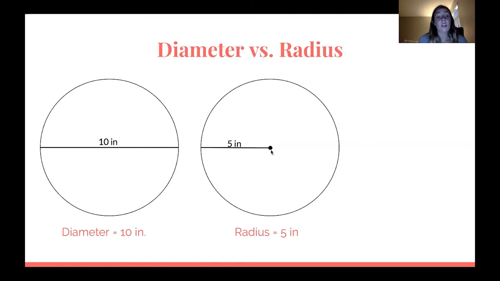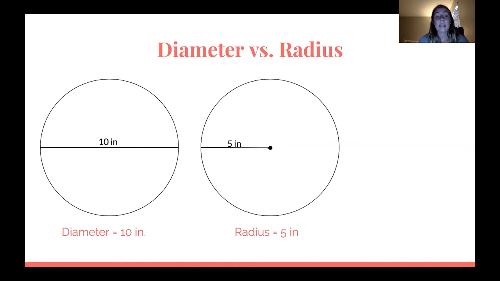Well, the radius, on the other hand, is going to be half of the circle. So if you put a point in the middle of our circle and we draw a line to any point on the circle, then that is our radius. You could do this here, you could do this at any point, and the radius is going to stay the same. Well, the radius is also just half of the diameter.